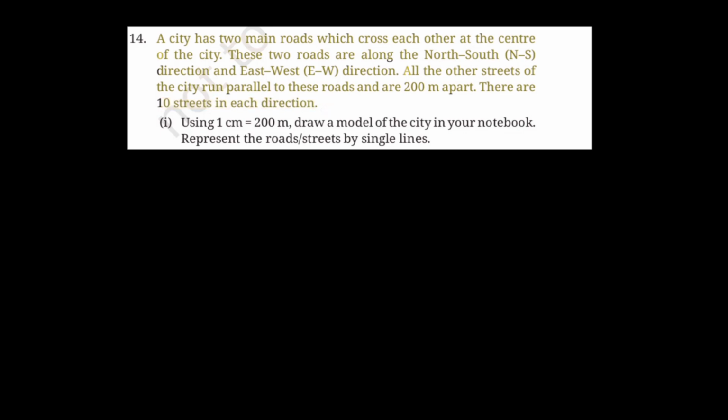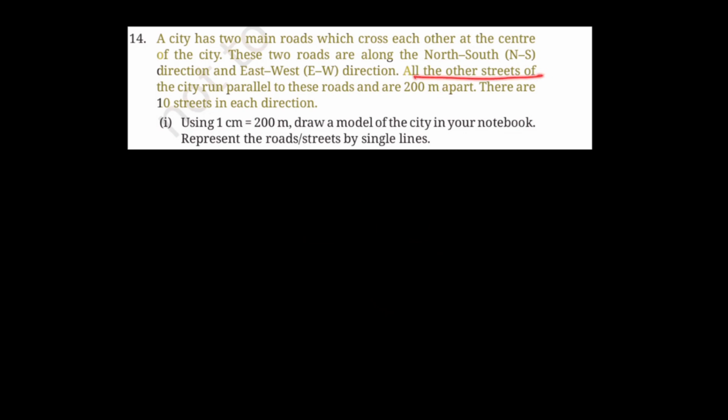So a city has two main roads which cross each other at the center of the city. And these roads are along the north-south direction, this is north-south direction, correct? One road is along the north-south direction, another road is along the west-east direction. So it looks like a coordinate axis, x and y axis. So we can compare the diagram with the x axis, y axis.